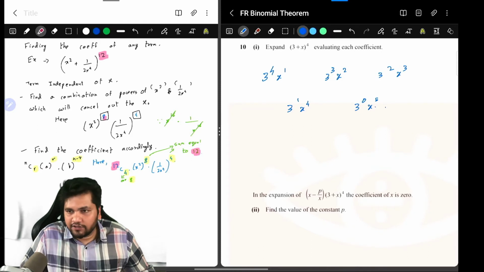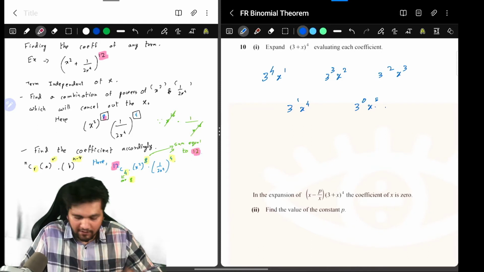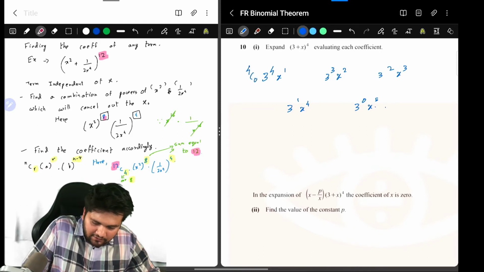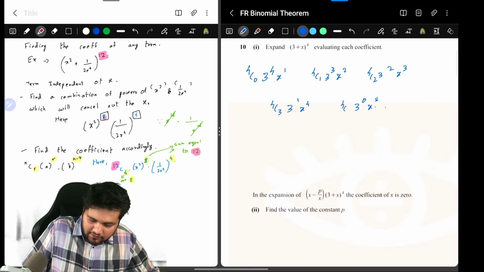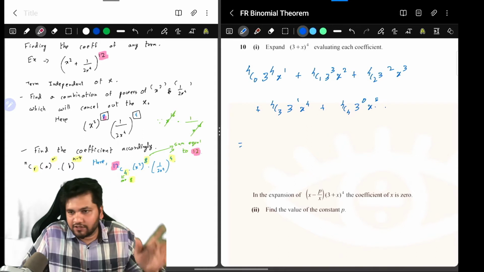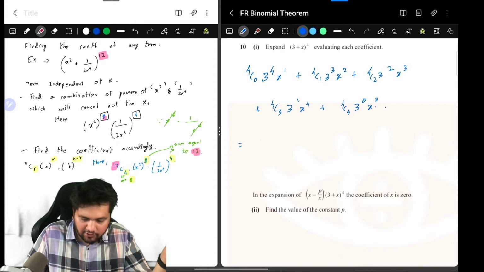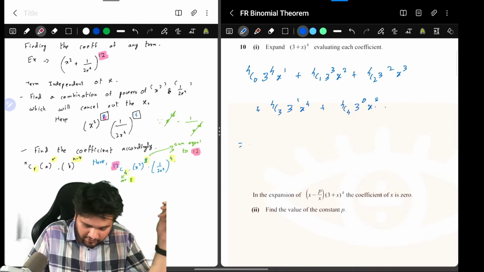What about the coefficient? It's going to be 4c something. So we'll start with 4c0. Then we'll increase 4c1, 4c2, 4c3, and 4c4. Just add it, add it, add it, add it. That's it. 4c0, it's going to be 1. So 3 to the power of 4 is how much? 27, 81. So 81x.